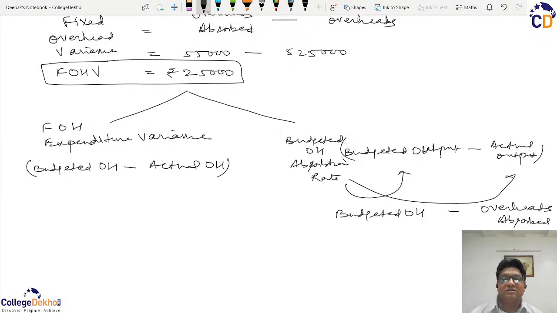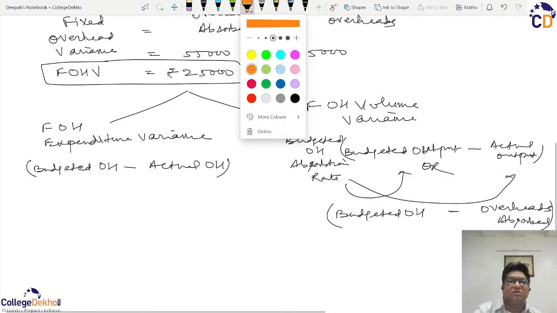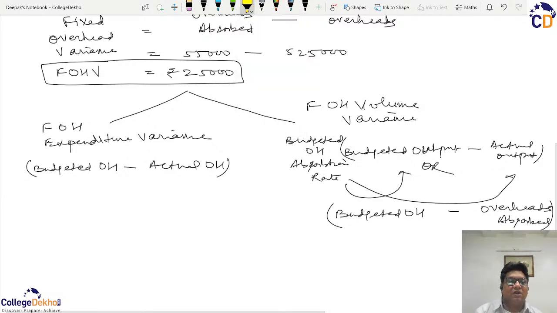So this difference, we can write this variance, which is known as the fixed overhead volume variance, either this way or this way. And if you see clearly these three figures, there are only three items: budget overheads, actual overheads, and overheads absorbed.